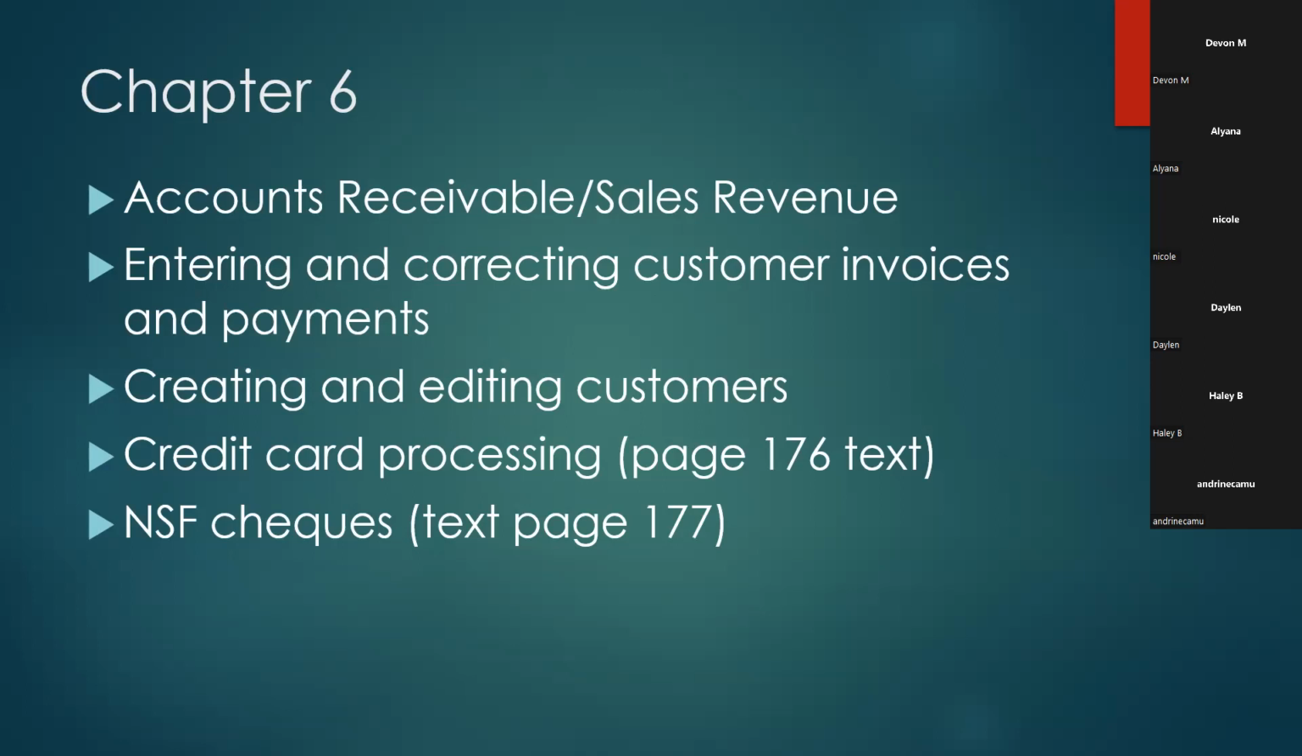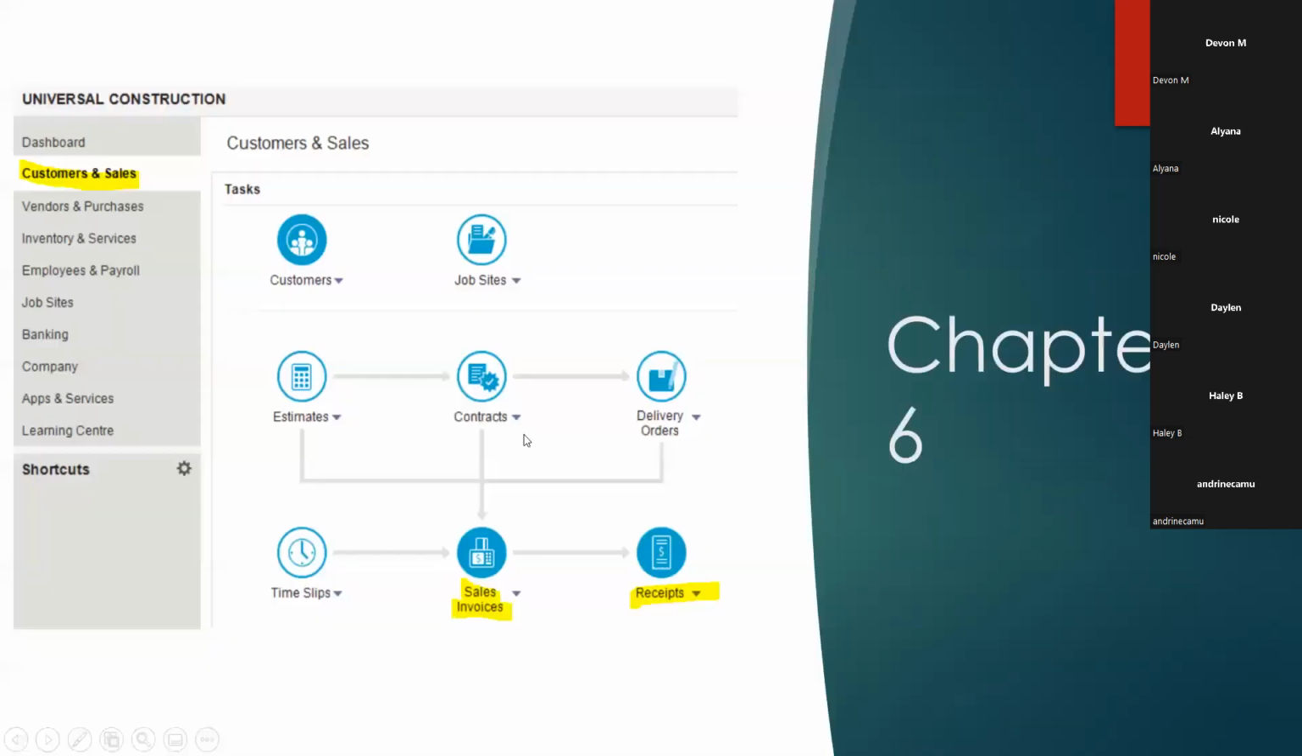And I just put the page number in case you're trying to look that up again. It's page 176. And then it also talks about how to record NSF checks and shows you examples to do that on page 177. And as you work through, of course, you'll be doing these things anyway. So if you are doing a receivable transaction, instead of going into vendors and purchases, you're going into the customers and sales, and then you would enter a sales invoice or a receipt from a customer.